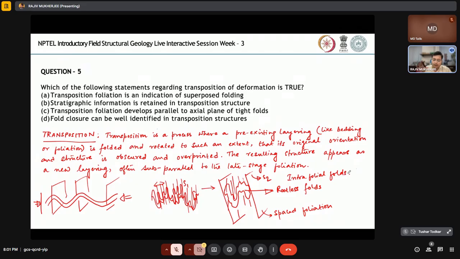So if we just follow what we are discussing, then it is easy for us to say that option C is right, because transposition foliation develops parallel to the axial plane of the tight folds. So generally, if these folds are very tight in nature, then they will have a tendency to be at least parallel or subparallel to the initial foliation of the tight folds, and eventually they will be squeezed hard enough to get rid of the initial foliation S1, and they will appear as rootless folds between spaced S2 cleavages. Right. So this is what we know as transposition.